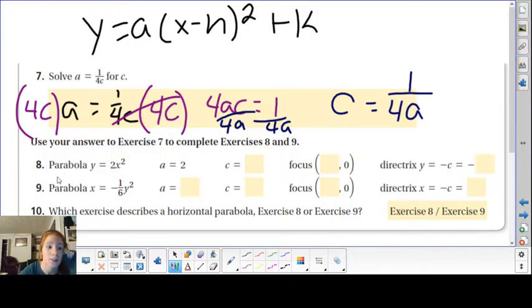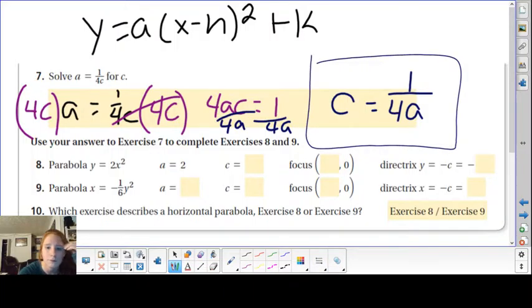So in this equation, number 8, it's telling me that a is 2. So what would c be? Well, if I plug a into this, and my a is 2, I'd get 1 over 8. So my focus is at 1 over 8, and my directrix is at -1 over 8. Because we start with y equals, we're opening up and down, and the directrix is going to be the opposite sign.